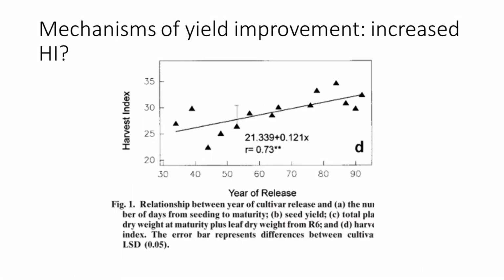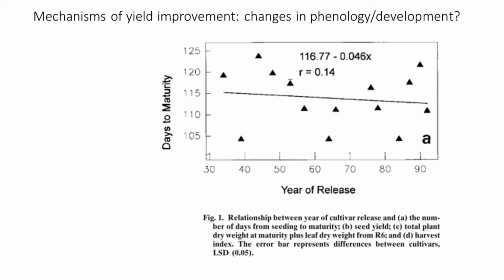So the last variable in that yield equation is the harvest index, the proportion of total crop growth that is allocated to the grain. And here the Morrison paper shows a significant increase over year of release, a significant positive trend in harvest index. So modern varieties, newer varieties have a higher harvest index, and that's likely why they're higher yielding as well.